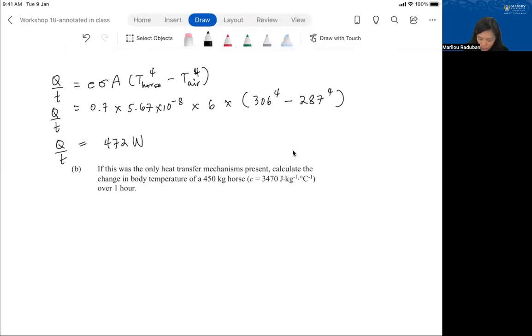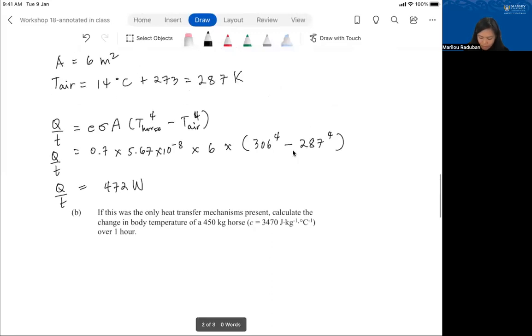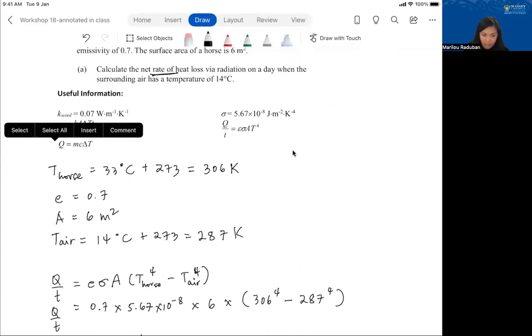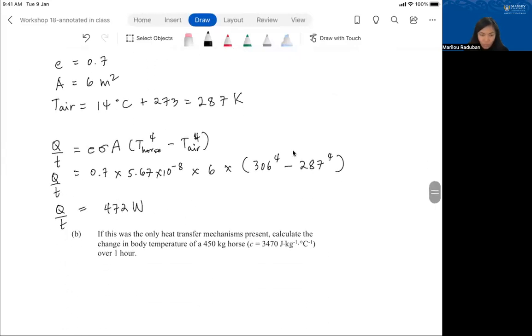Okay, the next question is related to the previous question. If this was the only heat transfer mechanism present, meaning the radiation, the heat loss by radiation that you've calculated in question A, calculate the change in body temperature of a 450 kilogram horse whose specific heat is given here, if the heat loss occurs over 1 hour.